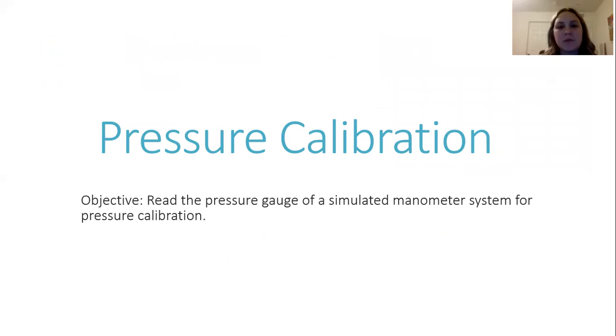The next experiment to be performed is the pressure calibration, and the objective of this one is to read the pressure gauge of a simulated manometer system for pressure calibration.